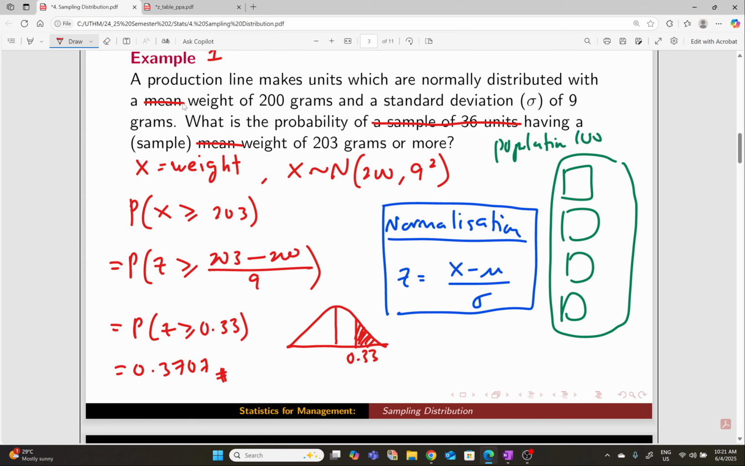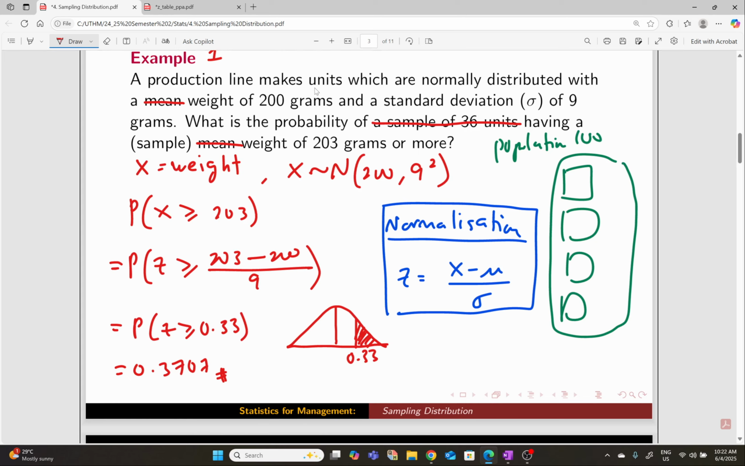Okay, so let me repeat what I did here. I didn't do the original question. I changed this question a little bit so that it is something we did earlier. Before this we already did special probability, normal distribution. What did we do there?